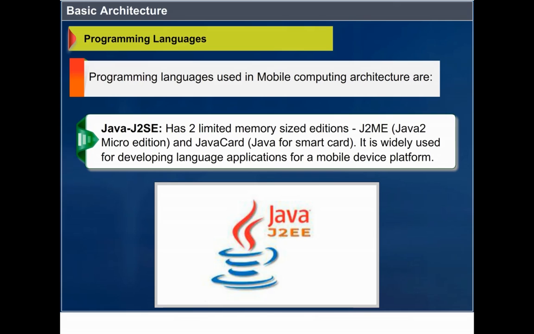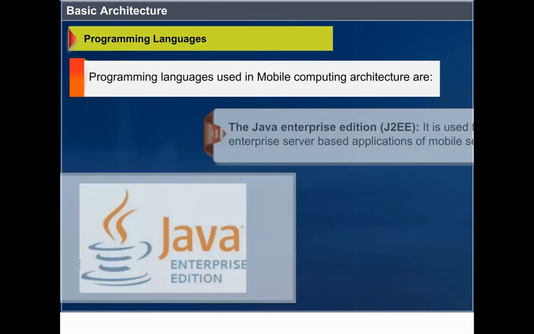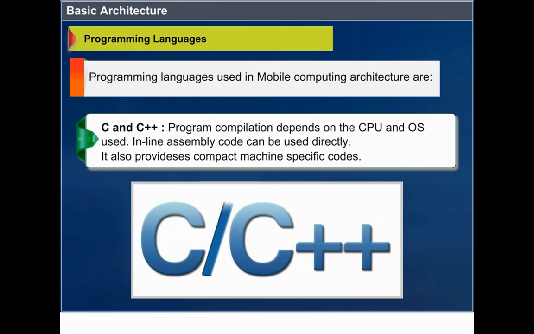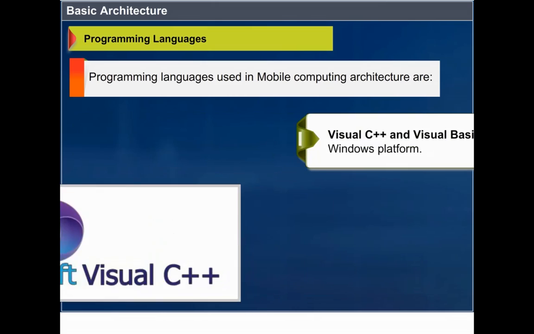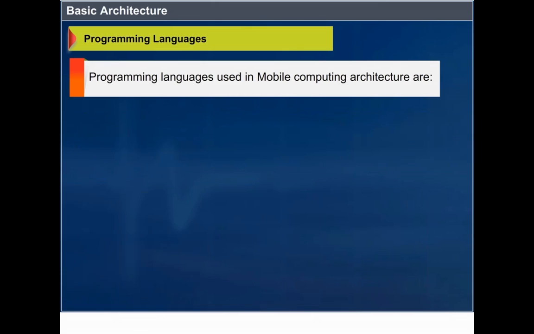Most used languages for developing applications for a mobile device platform. The Java Enterprise Edition, J2EE, used for web and enterprise server-based applications of mobile services. C and C++. Program compilation depends on the CPU and OS used. Inline assembly code can be used directly. Gives compact machine-specific codes. Visual C++ and Visual Basic, used for pocket PCs with Windows platform.